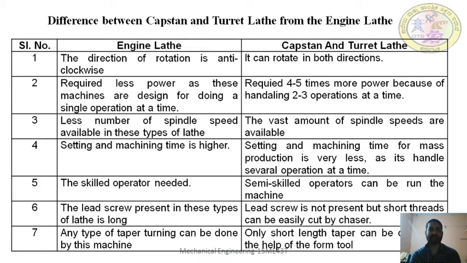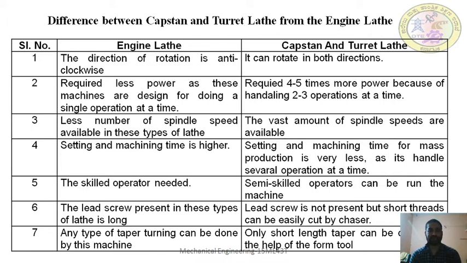A skilled operator is needed in the engine lathe because the machining operation has to be done by the operator only. So it requires a highly skilled operator. In the case of capstan and turret lathe, the machining operation is performed automatically. The operator is required only for loading and unloading of the component and for applying coolant. So a semi-skilled operator can handle the capstan and turret lathe.